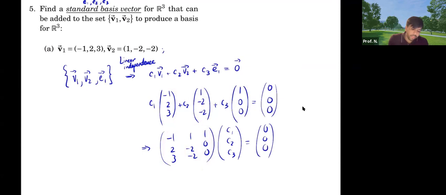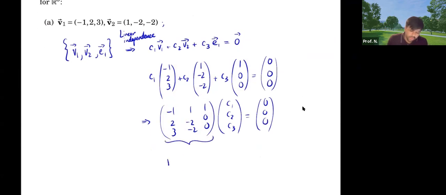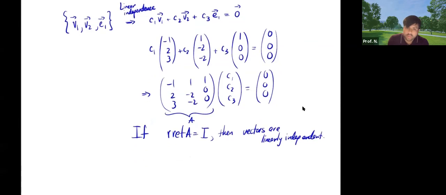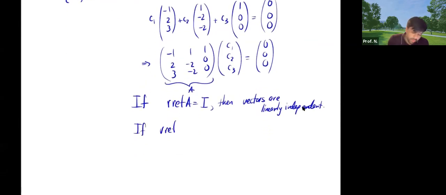And if I find the row reduced echelon form of this, and if that equals the identity, then what does that mean? That means that they're all linearly independent. If the row reduced echelon form of A equals the identity, then the vectors are linearly independent. If the row reduced echelon form does not equal the identity, then the vectors are linearly dependent.